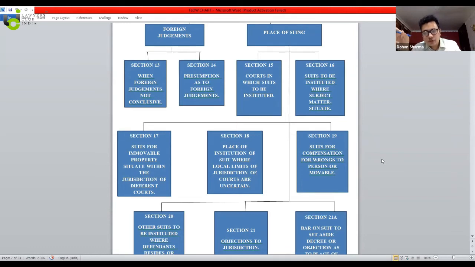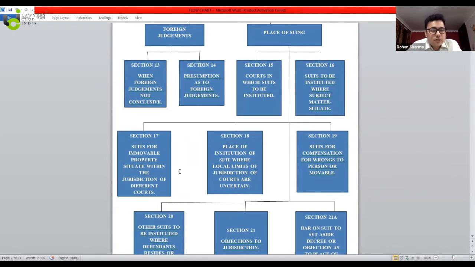over those specific scenarios. So let's say the property is situated in Delhi and the person is residing somewhere in Uttar Pradesh and is working for gain there. You can very well institute a suit making your jurisdiction under Section 15 in that specific district of Uttar Pradesh. Section 16 specifically talks about, again, where the subject matter is situated, which I have just explained.